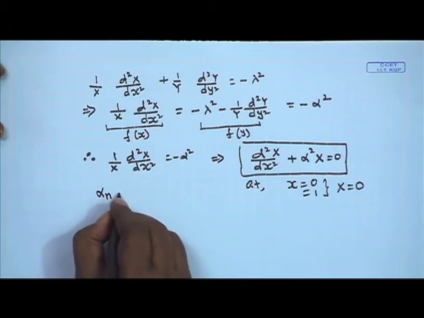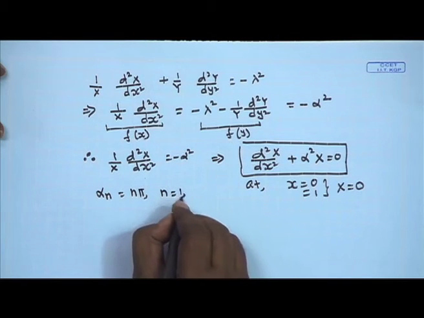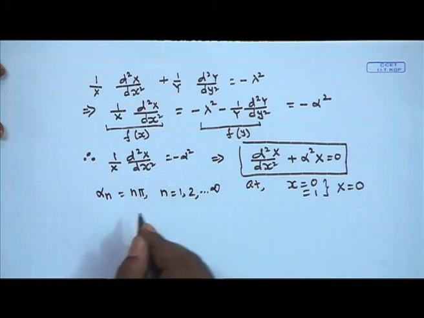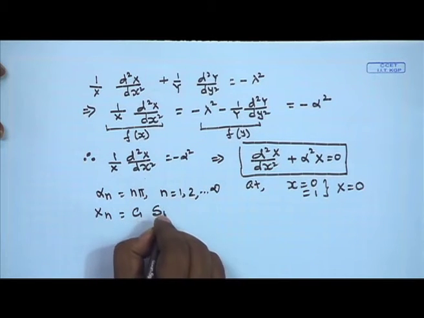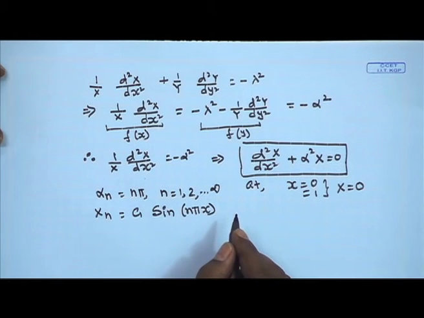So, we can formulate a standard eigenvalue problem in the x direction because the boundary conditions are homogeneous in that direction, and we know the solution of this problem: the eigenvalues are n pi and the eigenfunctions are sin n pi x. So, we write that. Alpha n is equal to n pi, where index n runs from 1 up to infinity, and the eigenfunctions are sin n pi x. Okay. So, this is the solution.